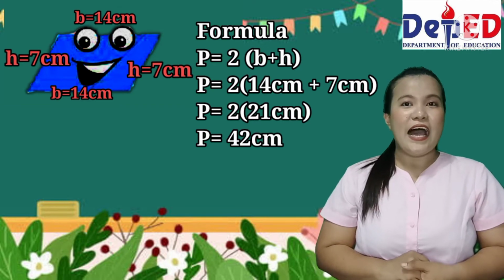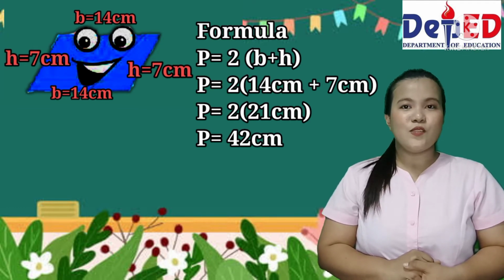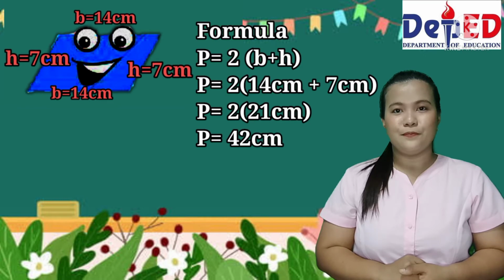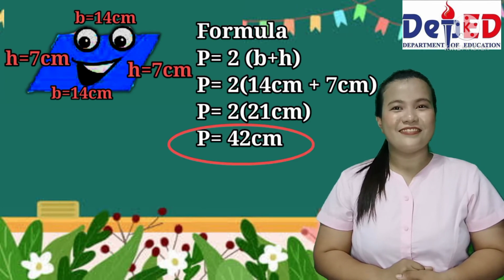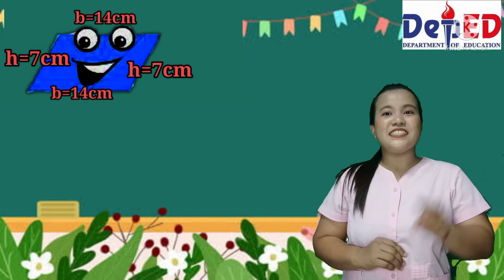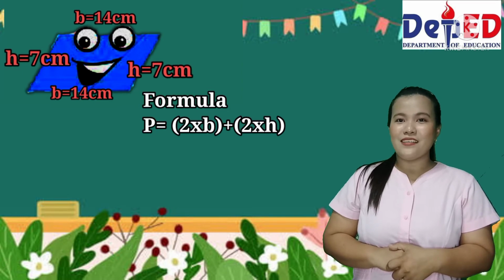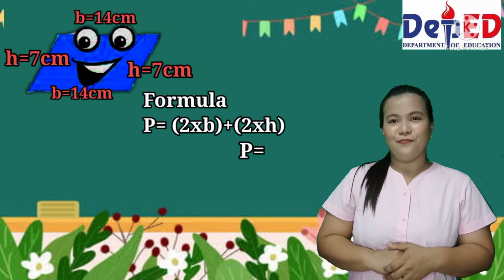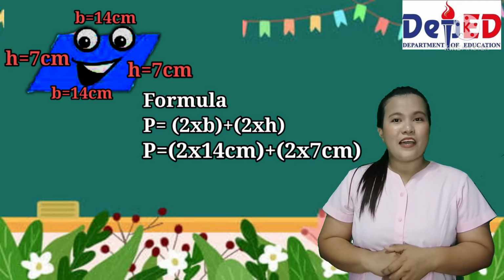First, we need to add the numbers inside the parentheses. So 2 times 21. 21 is the sum of 14 and 7. So 2 multiplied by 21, we have... equal to 2 times base plus 2 times height. Now let's substitute our given. 2 times 14 plus 2 times 7.